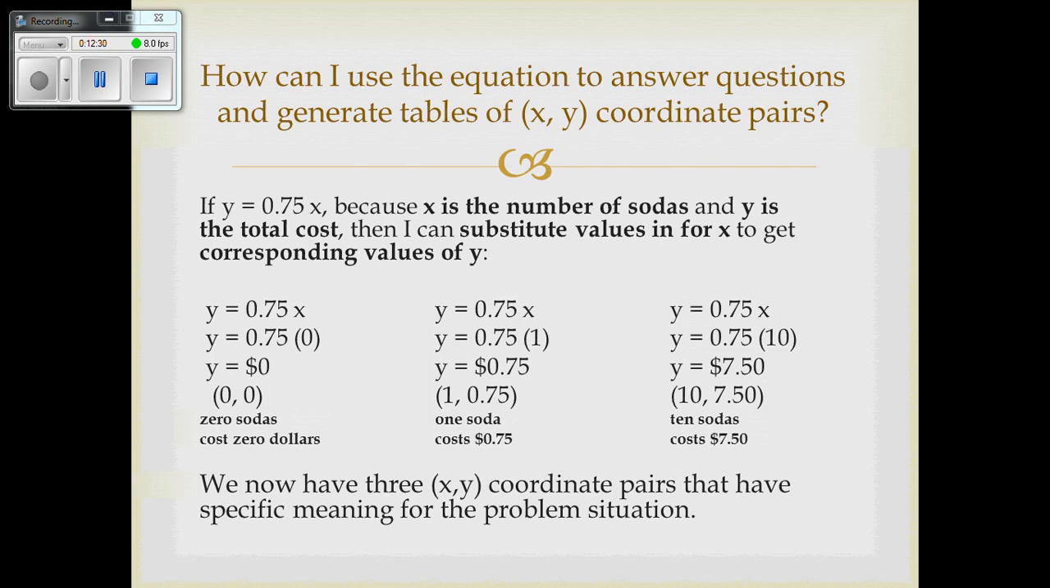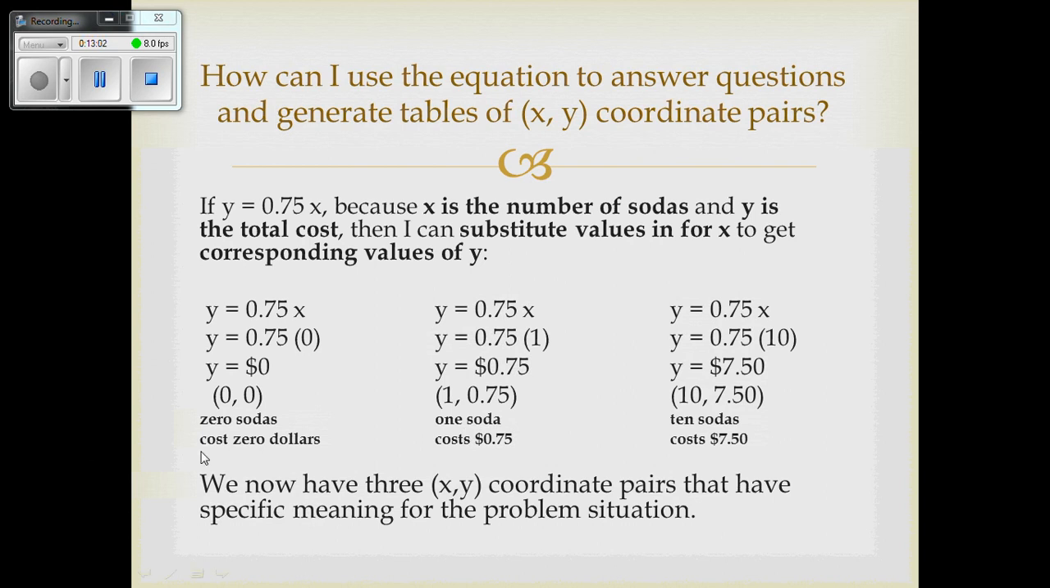You will be asked to use equations to answer questions and generate tables of XY coordinate pairs. So what we have here on this slide is an example of using our equation y equals 0.75 times x, because x is the number of sodas and y is the total cost. And it shows three examples of substituting values in for x to get the corresponding values of y.